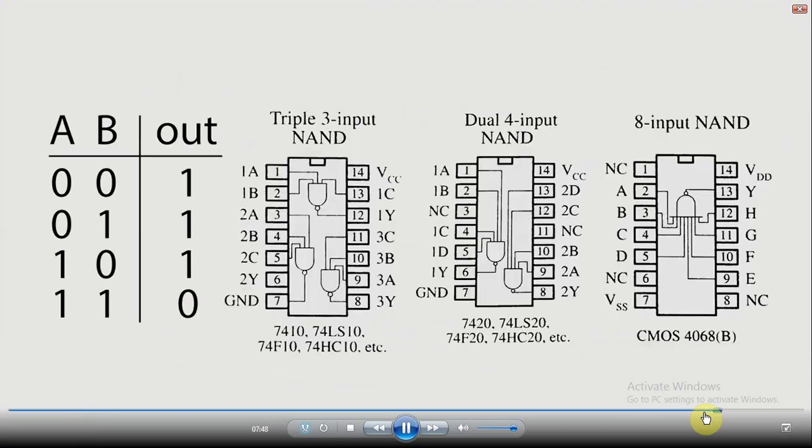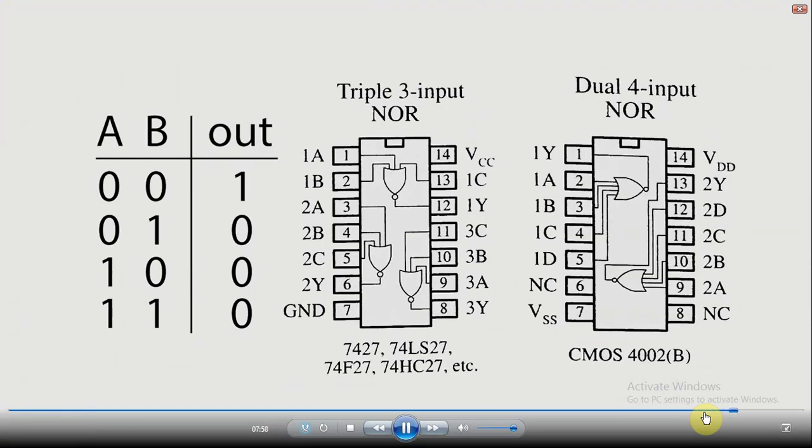With these NAND gates, if none or some of the inputs of a gate are high, the output is high. But if all inputs are high, the output is low. With these NOR gates, all 3 or all 4 inputs of a single gate must be low for the output to be high. If any or all of the inputs of a single gate within the chip are high, then the output of that gate will be low.